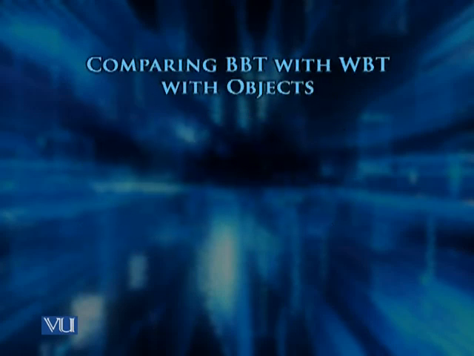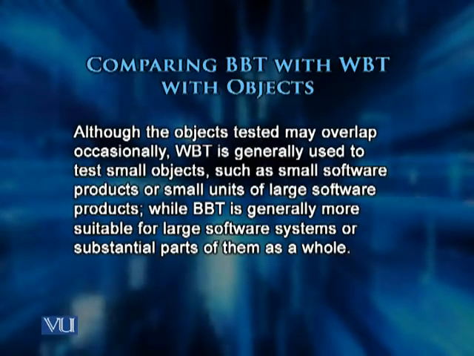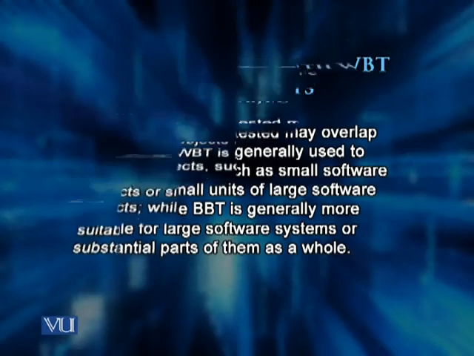The second is objects, that is, comparing black box and white box with respect to objects. Although objects tested may overlap occasionally, that is, some objects will be tested by both white box and black box testing, white box testing is generally used to test small objects, such as small software products or small units of large software products, while black box testing is used generally more for large software products and for substantial parts of the system as a whole. So here again we can see that there would be some overlapping, but generally speaking, the objects that are given to black box testing are larger.